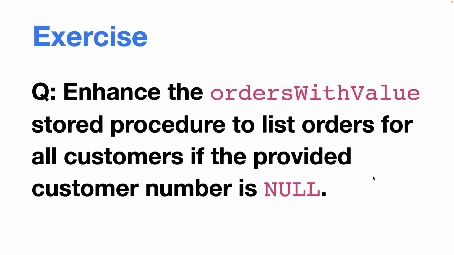Now here's an exercise for you. Enhance the orders with value stored procedure that we had earlier to list the orders for all customers if the provided customer number is null. So we worked with stored procedures earlier and we provided a customer number, and using the number we only showed the orders for that specific customer. Now that you've learned about the if else if statement, if the provided customer number to the stored procedure orders with value is null, can you output the list of orders for all customers? So that's a challenge for you. I will let you work on that.